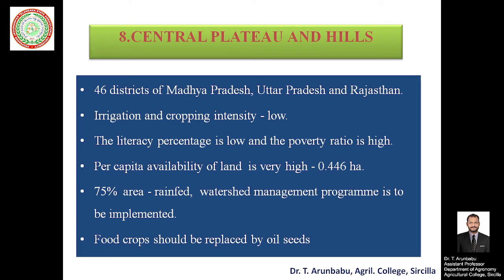It consists of 46 districts of Madhya Pradesh, Uttar Pradesh and Rajasthan. Irrigation and cropping intensity is very low in the Central Plateau and Hills region, and the literacy percent is low, and the poverty ratio is very high. The per capita availability of land is very high, that is 0.446 hectare, and 75% of the area under this region is under rainfed condition, and watershed management programs are to be implemented for increasing the economy of the poor people.